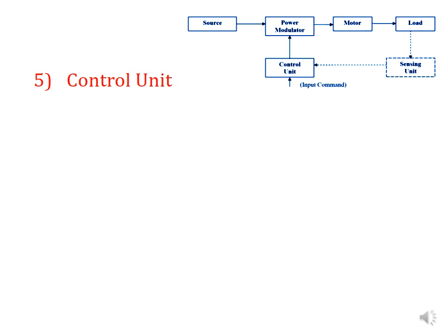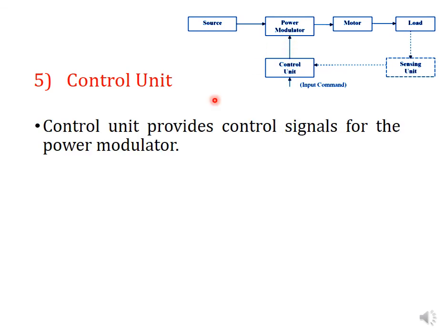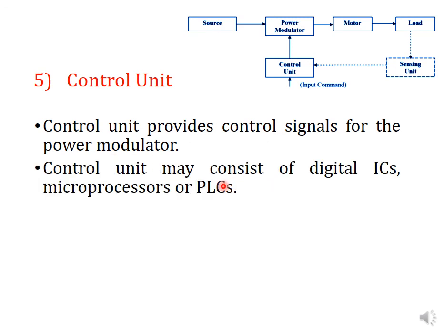Next is the control unit. This is the most important part in electric drive. It provides the control signals for the power modulator. The control unit may consist of digital ICs, microprocessors or PLCs. Depending on the type of power modulator used, the components of control unit may differ.